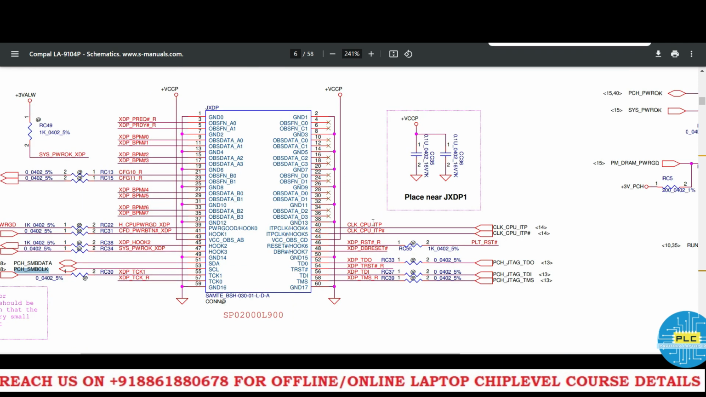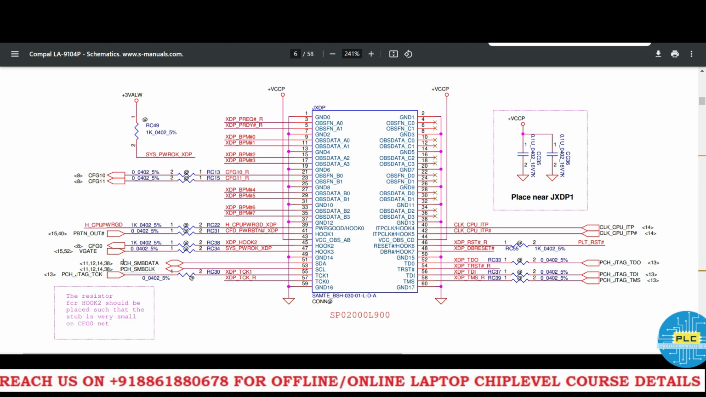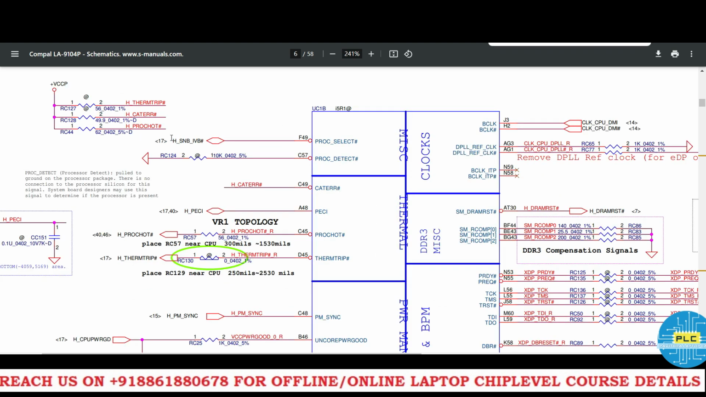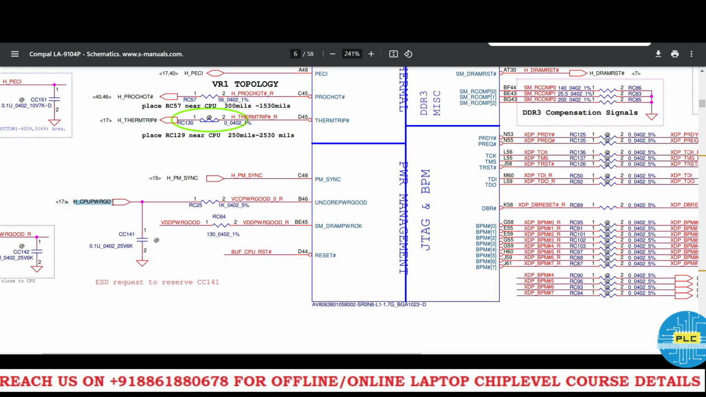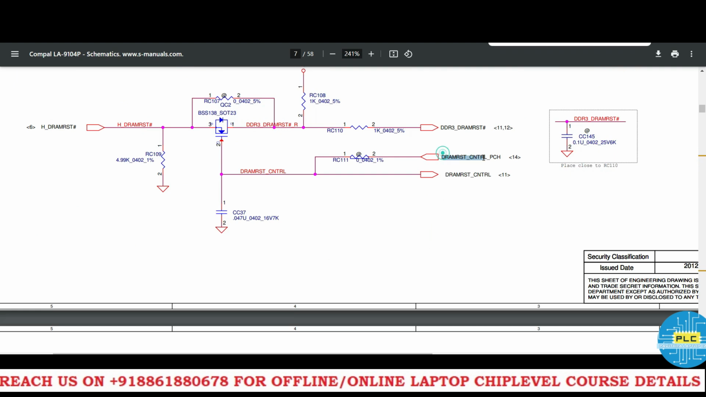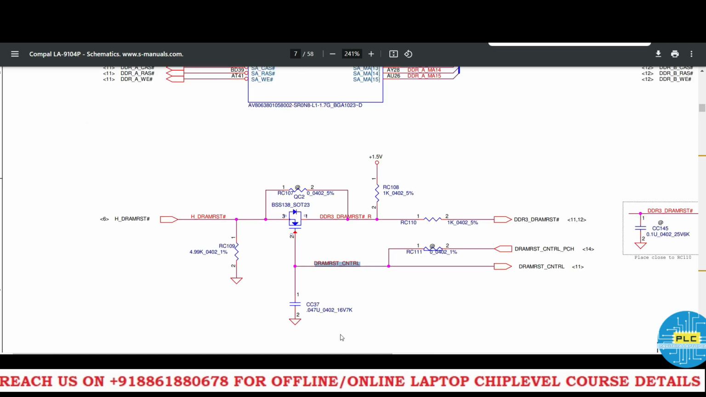Here the ITP clock and XDP, some of the sections are connected to the PCH. It's PCH data and clock and JTAG. The JTAG portion is also connected with the PCH. Here IVB is the processor select. And here DMI clock, CPU DMI. Here H term trip, CPU power good from PCH to CPU, power management synchronize, and DRAM control from PCH, the signal is connected to DRAM control. That's it, PCH to CPU communication.